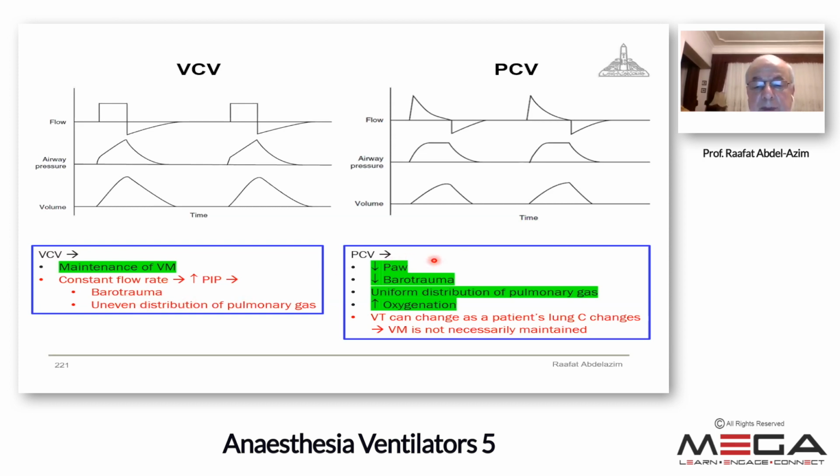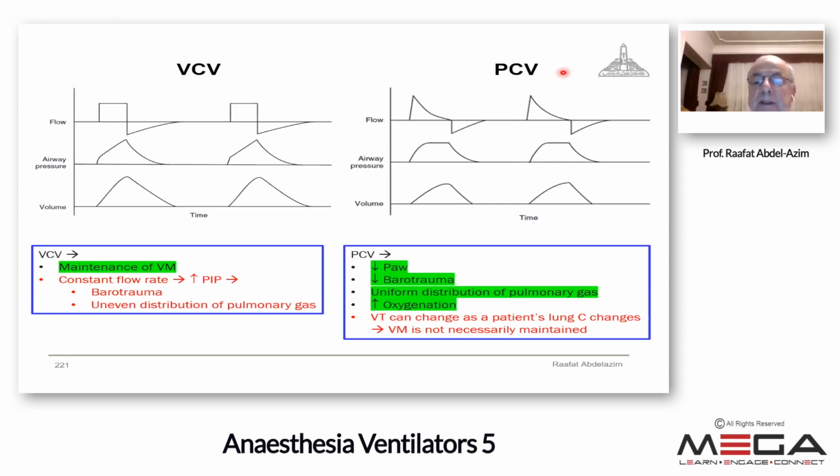Pressure controlled ventilation will give us low airway pressure because it is limited. So the incidence of barotrauma is less, the distribution of pulmonary gas is uniform, and oxygenation is better during pressure controlled ventilation. But the disadvantage is that tidal volume can change as the patient's lung compliance is changing. So minute volume is not necessarily maintained.